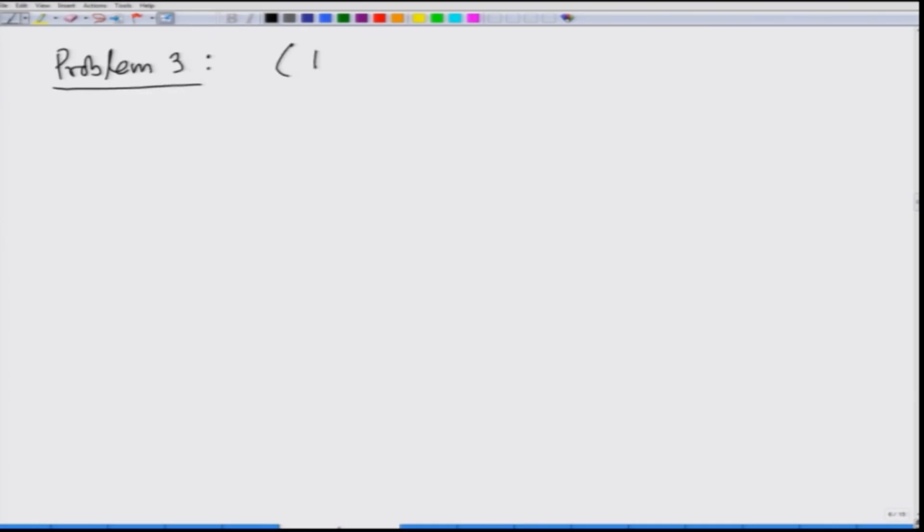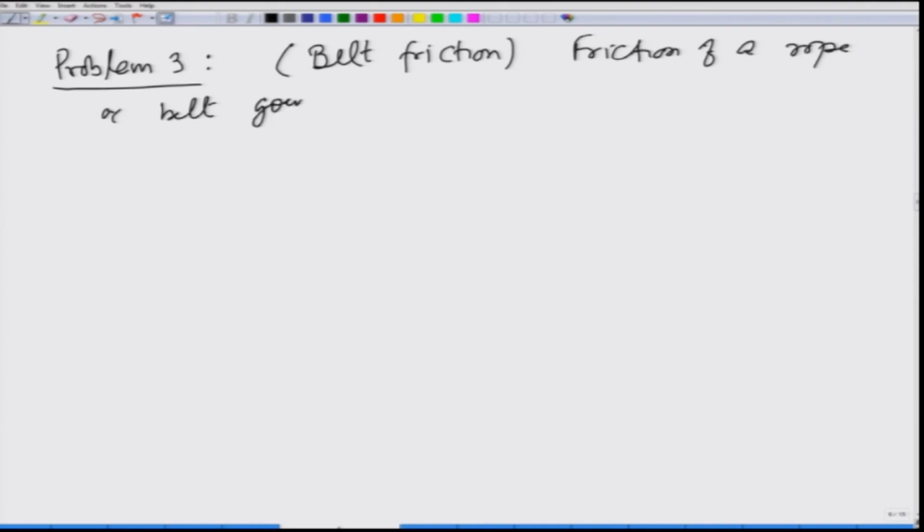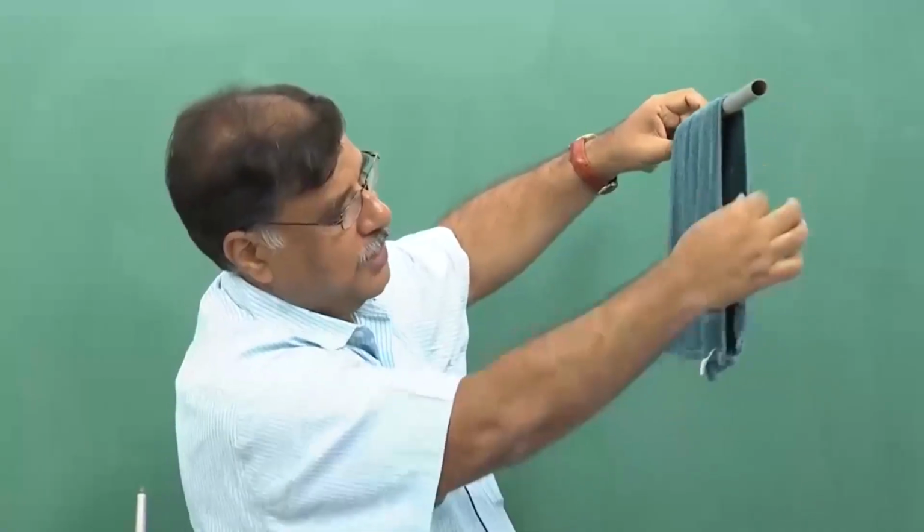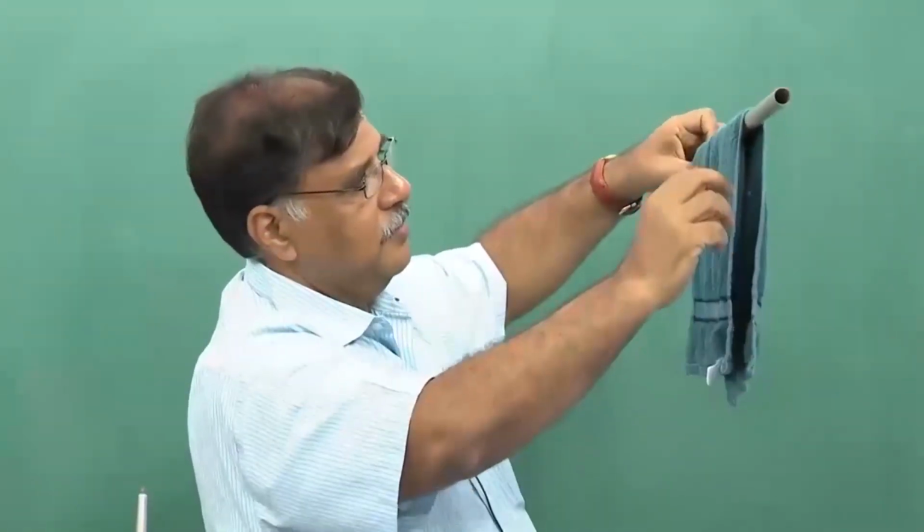has to do with the belt friction, or the friction of a rope or belt going over a pulley. So, to motivate this problem, let me show you something which you see every day in your bathrooms. Suppose there is a towel rod, right, and if I hang the towel with roughly equal distances on the two sides, the towel holds in there very nicely.